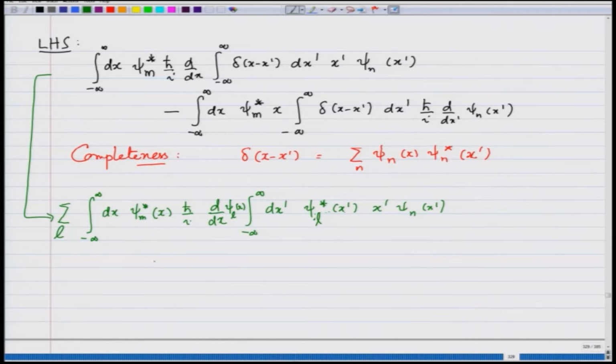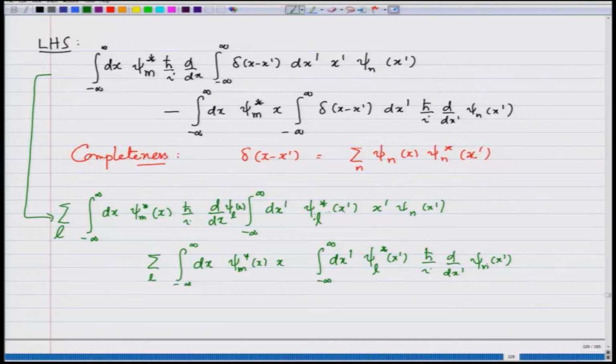For the second term, I am going to write again summation over L, minus infinity to infinity dx psi m star x x, integration from minus infinity to infinity dx prime. I am going to put the x prime index inside. So, psi L x prime star h cross over i d by dx prime psi n x prime, and out here I get psi L x.